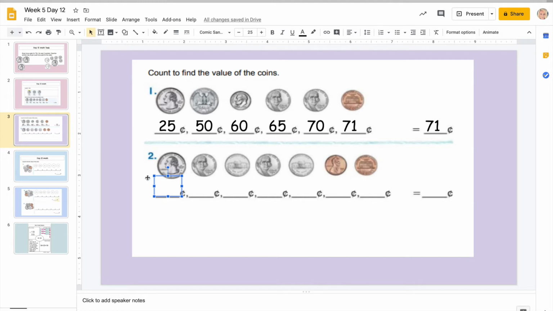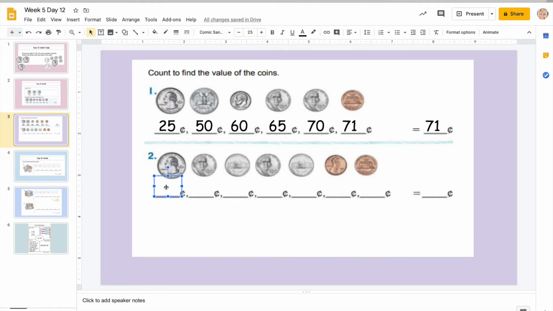Okay, and moving on to number 2, we're going to be doing the exact same thing. We're just going to be putting the value of the coin and then counting on based on the value of each coin, paying close attention, making sure we are skip counting by the value of the coin.